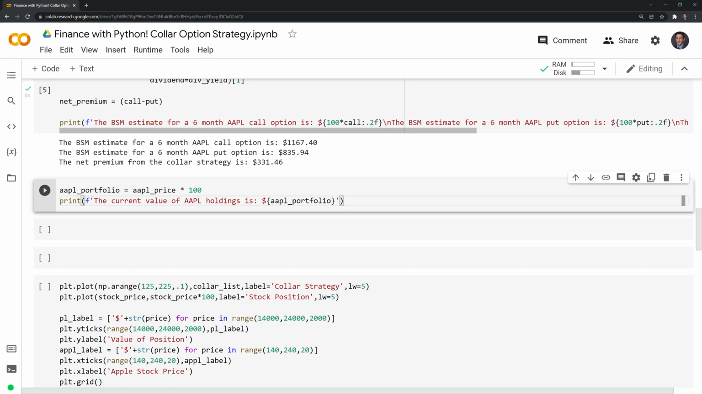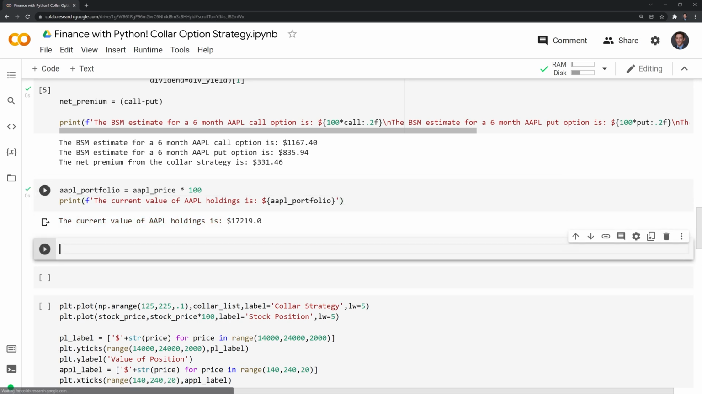Next, we also need to define our portfolio of shares into a variable. I'll call it AAPL portfolio. And the current value is $17,219.